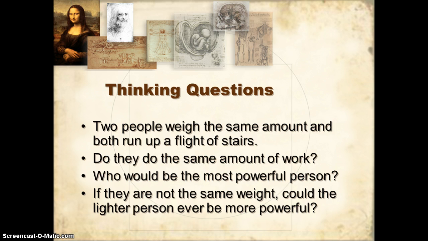The answer to that question is, if they weigh the same amount, they do the same work. The most powerful person would be, if they weighed the same amount, the person that ran up the stairs faster. And if they're not the same weight, the lighter person could be more powerful if they ran up the stairs fast enough to give them a higher power rating.